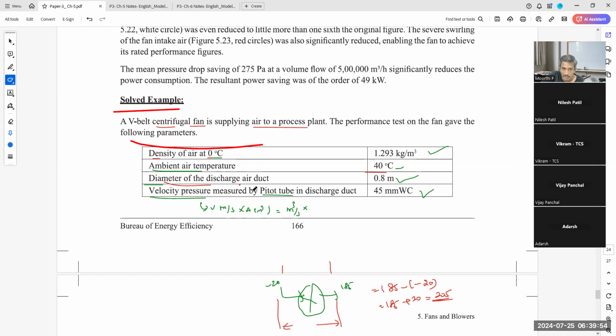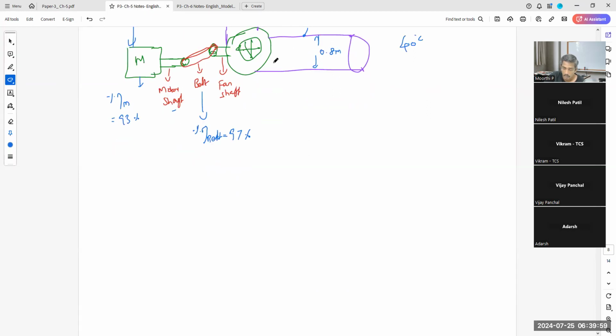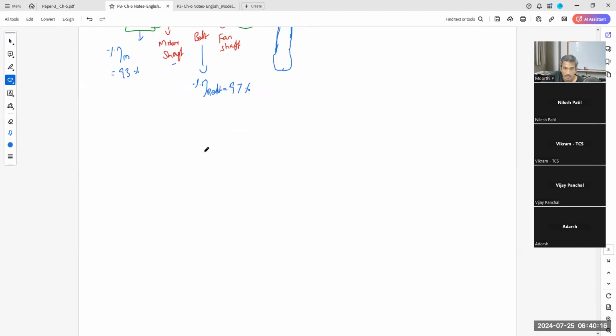Velocity pressure measured. Do you understand the velocity pressure? How are they measuring it? Here they take it inside, connecting with the U-tube, then velocity pressure. Okay, velocity pressure how much? 45 mm water column.